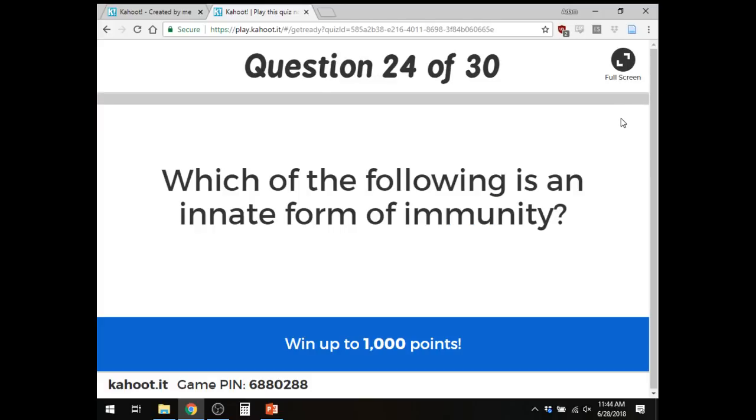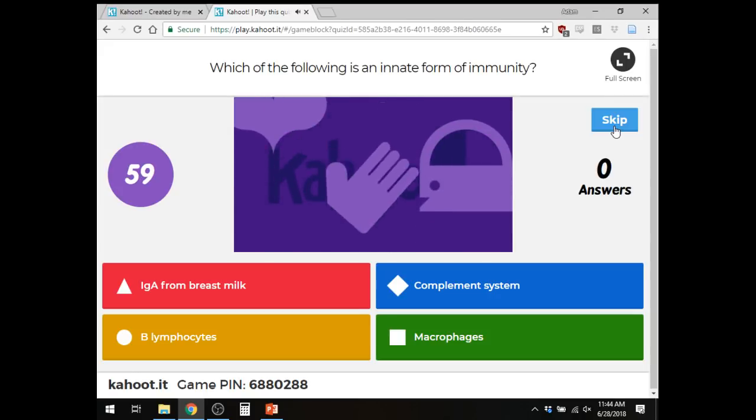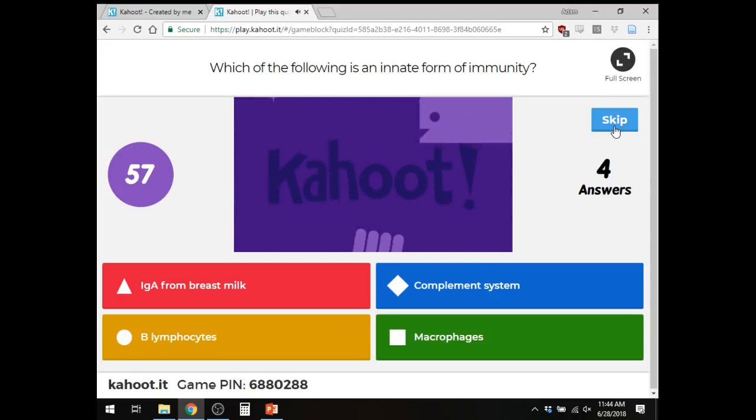Up next, which of the following is an innate form of immunity? IgA from the breast milk, B lymphocytes, macrophages, or the complement system? What do we think? Innate.